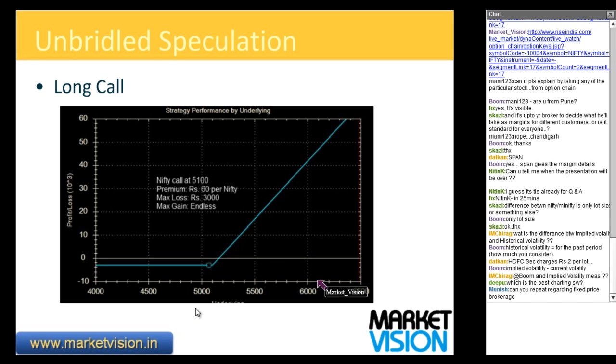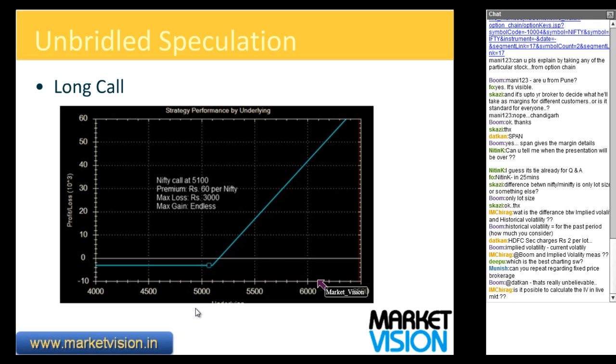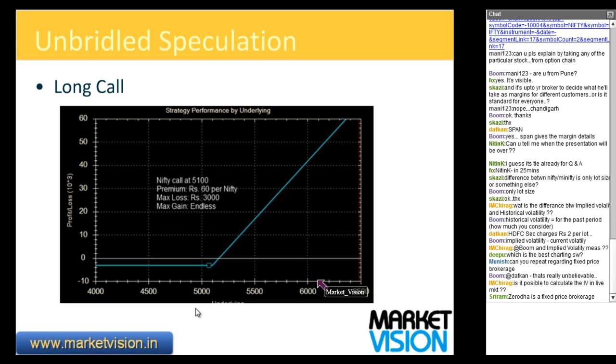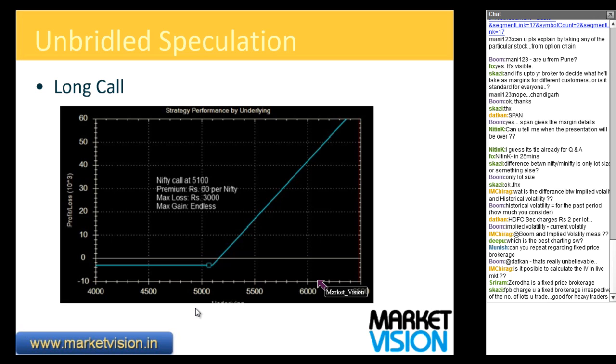You have a long call, which is essentially you buy a call. This is a Nifty call at 5100, with a premium of say 60 rupees per Nifty. The max loss is 3,000 for a lot size of 50, since 60 into 50 is 3,000. The max you can lose is 3,000. Obviously, you can gain anything. The Nifty could go to 6,000 and boom, that's where your profit is.